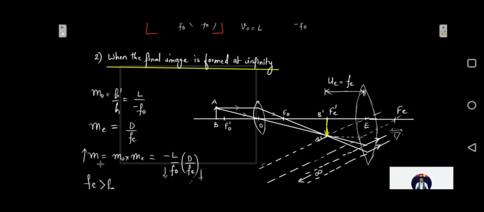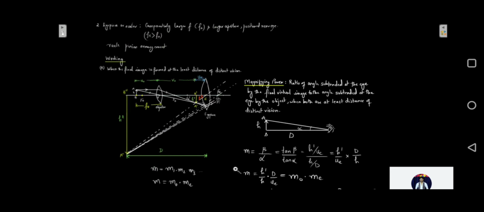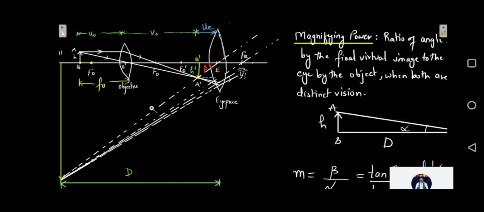The next point is, when the final image is formed at the least distance of distinct vision, that is the previous case which we saw over here, you will see that the tube length is going to be the addition of V naught plus UE. That is, when the final image is formed at the least distance of distinct vision, the length of the compound microscope L is going to be V naught plus UE.